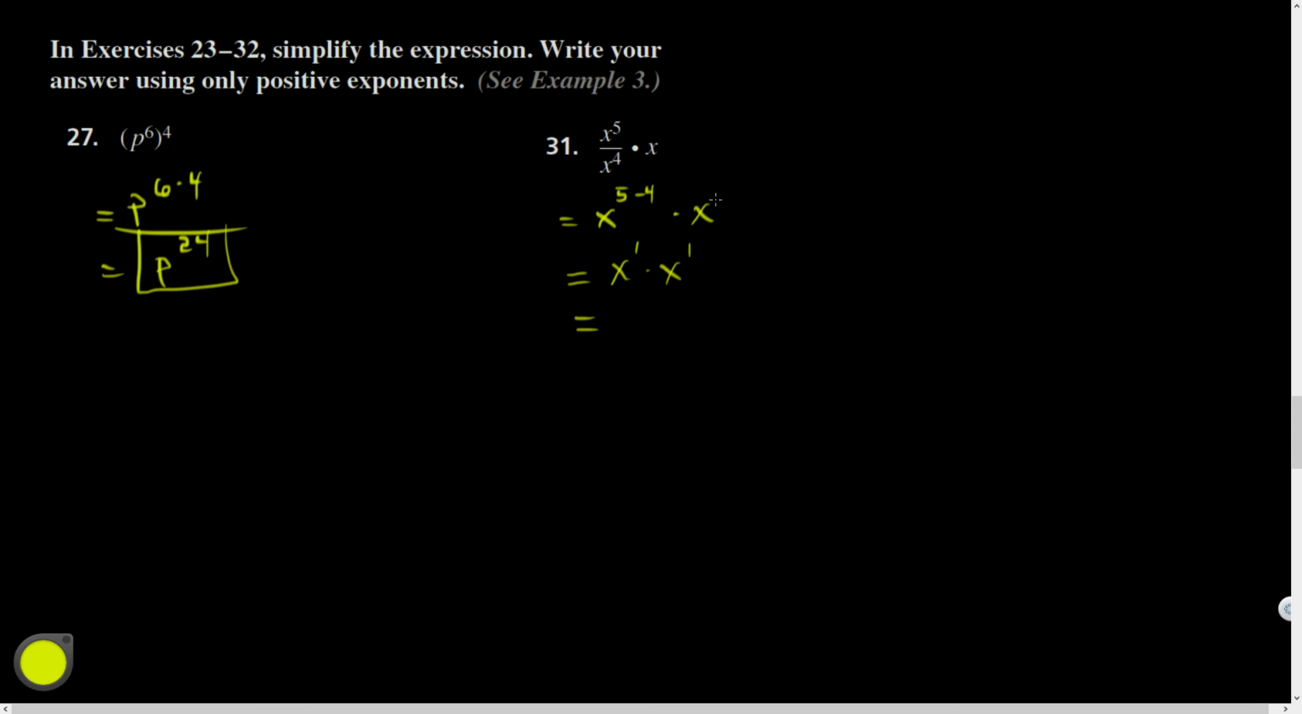So yeah, when there's no exponent written, x to the nothing written, there's an invisible 1 hiding there. Multiplying two things of the same base, what do I do? Add the exponents. x to the 1 plus 1 is x squared.